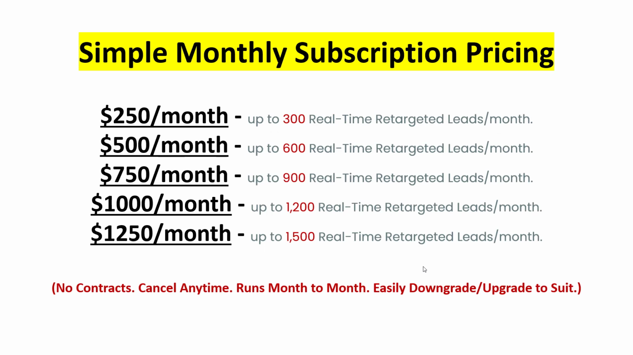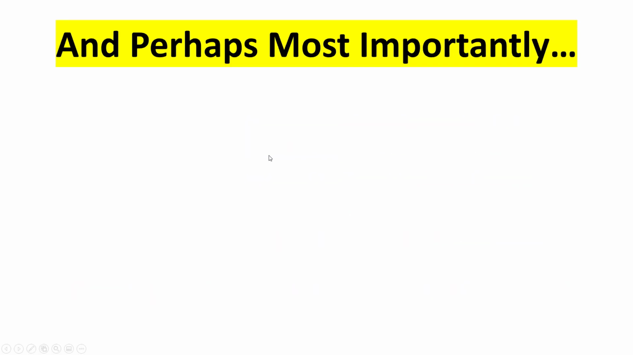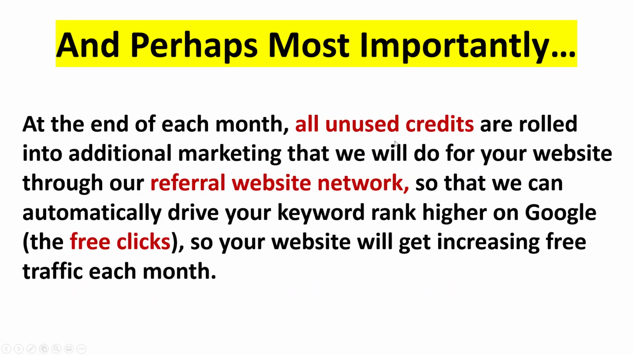That meant this. Say you only used like half of the leads you expected to use. Say you're at $500 a month and you only got about 300 real-time targeted leads. So you used about $250 worth of this value. That leaves $250 extra. Well, we're not going to waste it. We are going to use that $250. That's the unused credits that are rolled into additional marketing so we can drive your website rank higher, so you can get more free clicks, so that you can get more calls per day or more conversions per day. So all unused credit just means your website's not as strong as you want it to be yet.